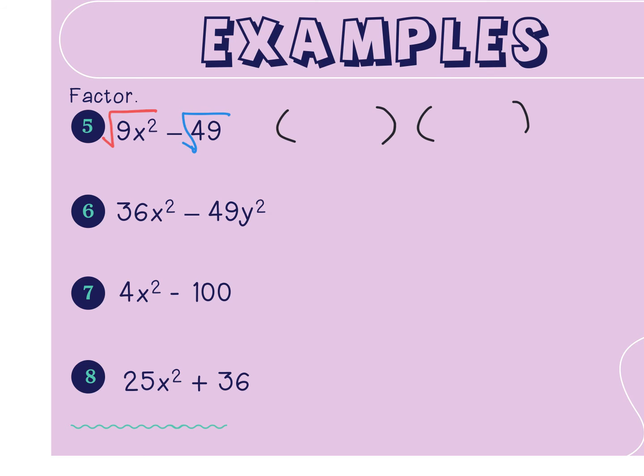So the answer to the square root of 9x squared will go here, and then the 49 will go here. One is going to have a plus sign, one's going to have a minus. Square root of 9x squared is going to be 3x. So I put both 3x's there. And then the square root of 49 is 7. And I'm done. And again, you can FOIL it and make sure it goes back.